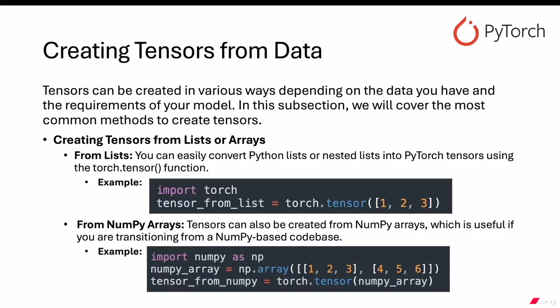From NumPy arrays. Tensors can also be created from NumPy arrays, which is useful if you are transitioning from a NumPy-based code base. Here is an example where I am importing the NumPy library first as np, and then numpy array equal to np.array, where I am adding an array of arrays 1, 2, 3 and 4, 5, 6 into a bigger array. So it's a matrix. Now tensor from NumPy equal to torch.tensor of numpy array.